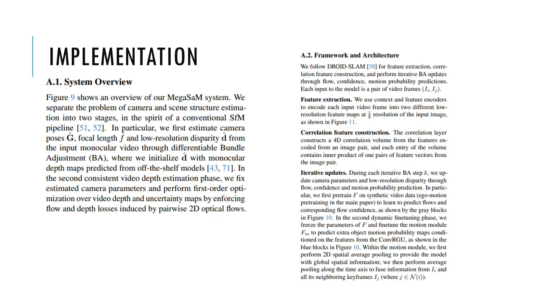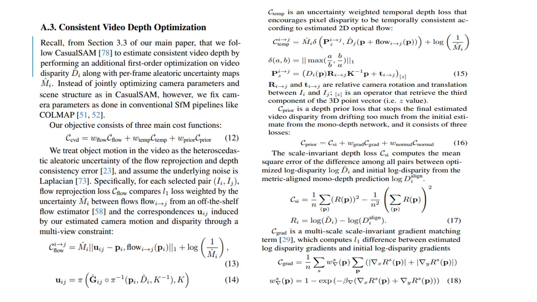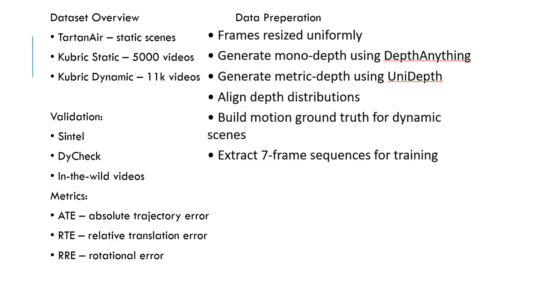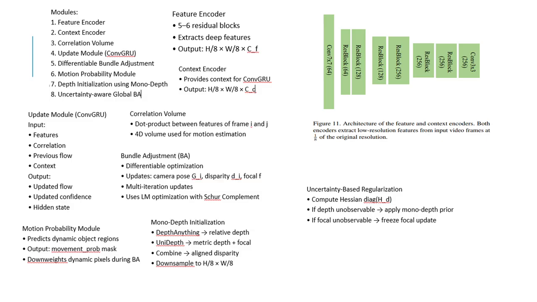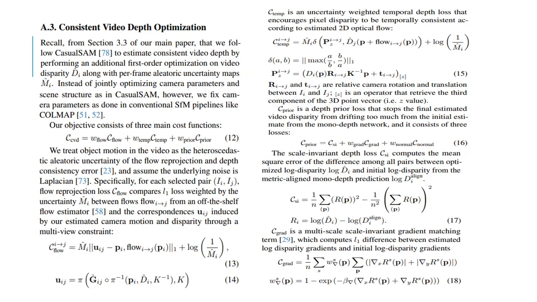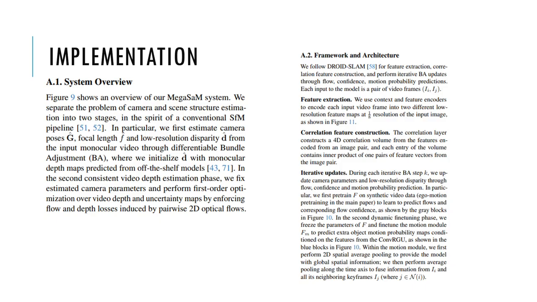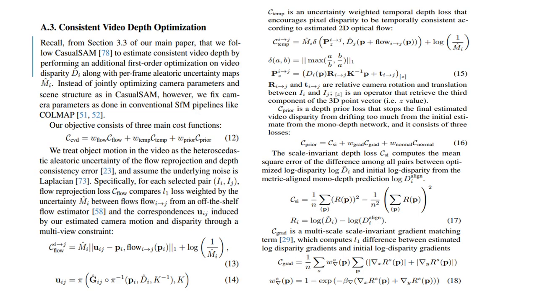Here in the framework, the static stage is DROID-SLAM, which is the gray one, along with the BA optimization bundle adjustment technique to iteratively update the flow, confidence and monocular depth prediction at each input to model pairs of video frames. Then we use the context and feature encoder to encode each input frame into lower resolution, then correlation feature maps, then we apply iterative updates, then consistent video depth.